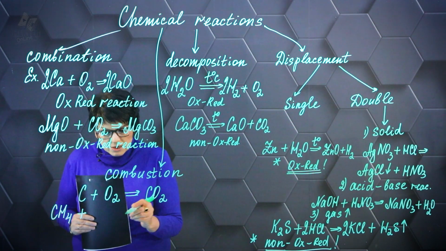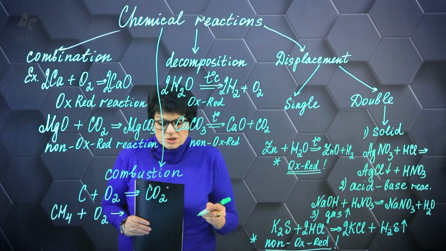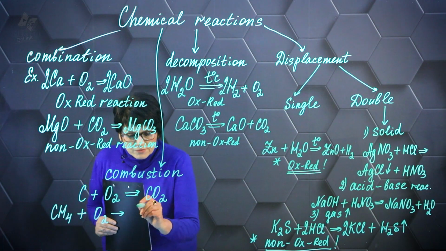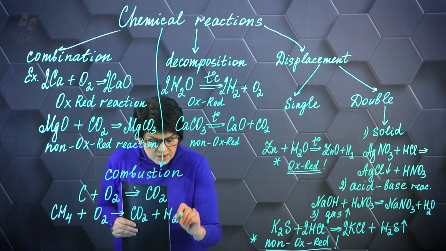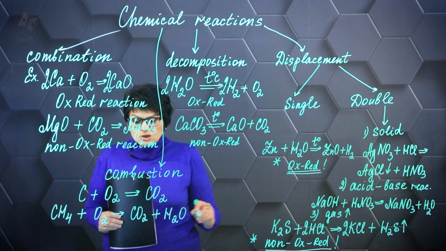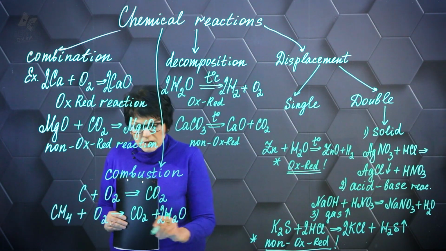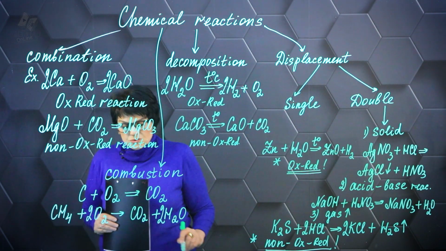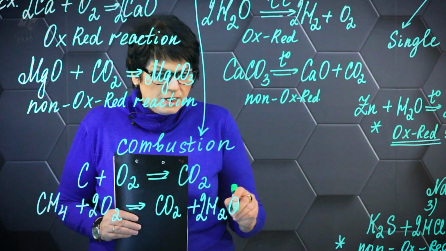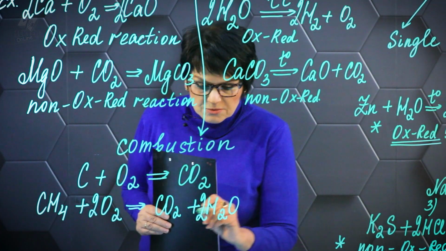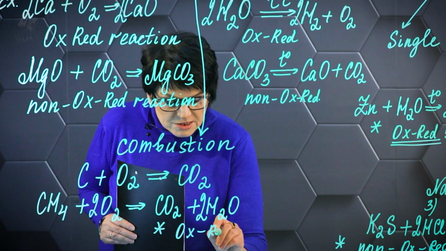Now let's show another example. If we take methane, methane is a natural gas, which is very often used in our homes as a fuel. As a result of the reaction, we get carbon dioxide and water is released. Next, if we equate, we get 2 in front of the water formula, and in front of oxygen we need to put 2. What we can say about this reaction is that it will always be a redox reaction.